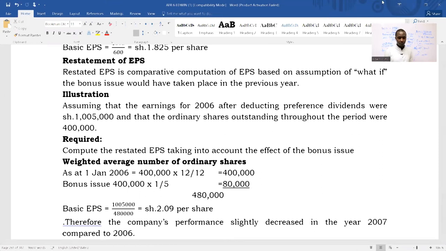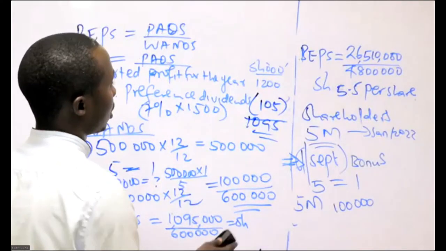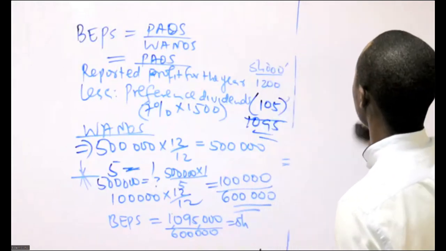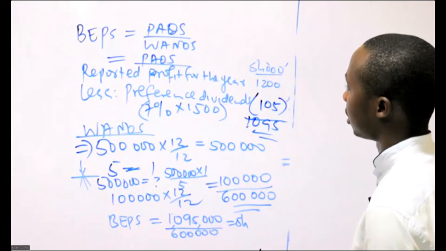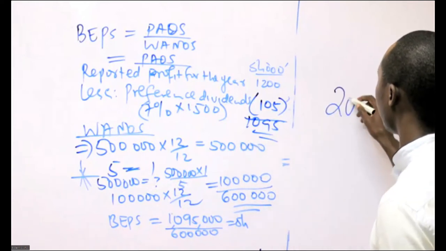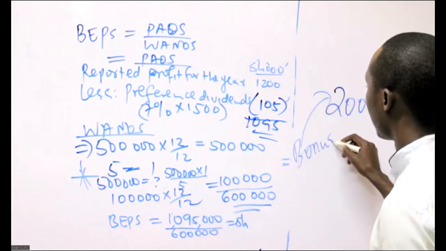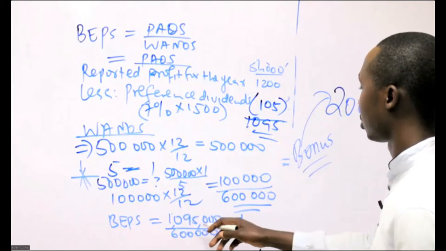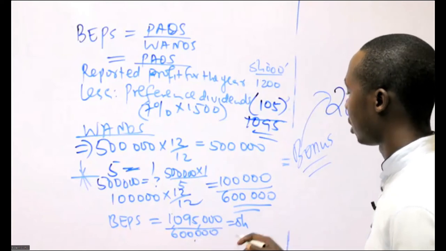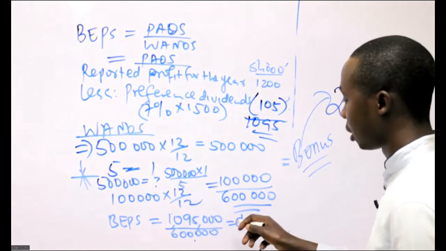So let's say you are in the year 2008. Using this example, the bonus was in the year 2007. So at arriving, our basic EPS was 1,095 divided by 600. The figure is, what do you have here?